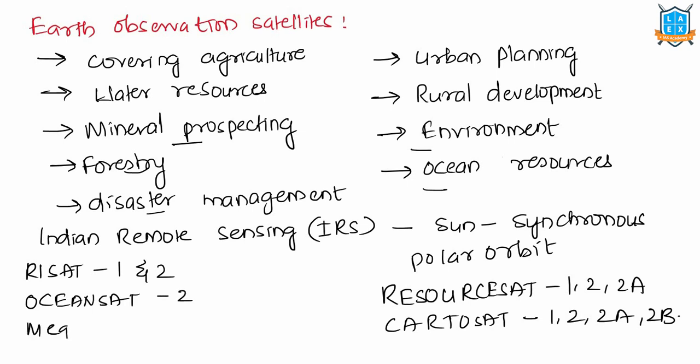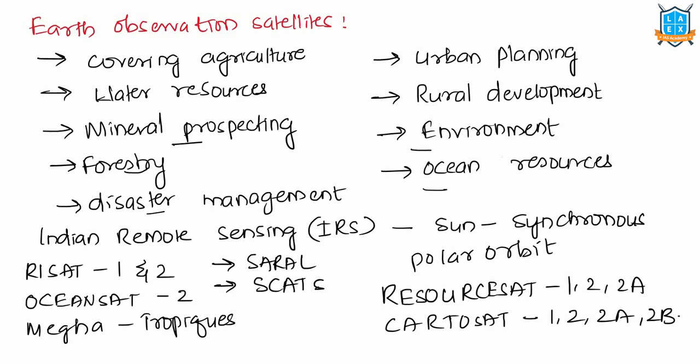Next one is Megha-Tropiques. This is also another satellite located in the sun synchronous orbit. Next comes Saral, which is also located in the sun synchronous orbit. And SCATSAT, which is also located in the sun synchronous polar orbit. So these are the different kinds of Earth observation satellites.